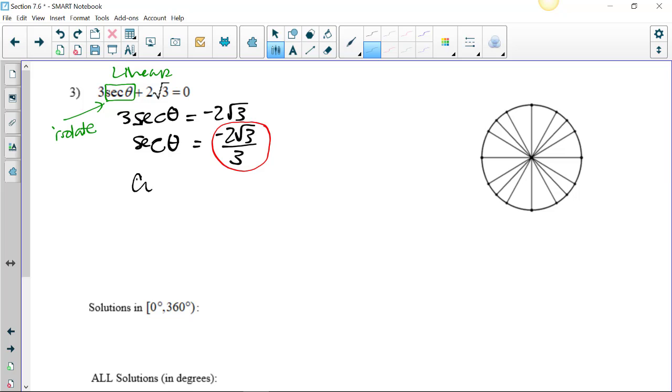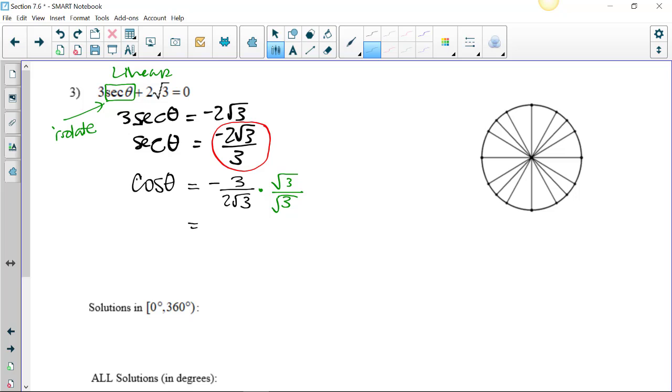So if we know the secant of the angle, we know the cosine is the reciprocal. So the reciprocal would be negative 3 over 2 square roots of 3. All right, well, let's try and pretty it up and see if I can get it to where I do know that it's a special value. Let's see what happens if we rationalize.